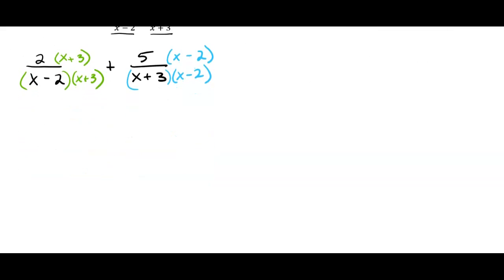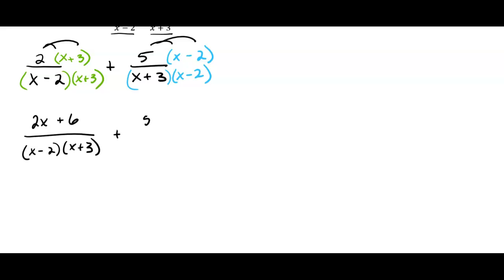Now, how much writing do we want to do? Well, in the numerator of the first one, I would distribute the 2. So I'd have 2x plus 6 over, and then I have that denominator, x minus 2 times x plus 3. Plus, and then I'm going to distribute here in the second numerator and get 5x minus 10 over x plus 3 times x minus 2.